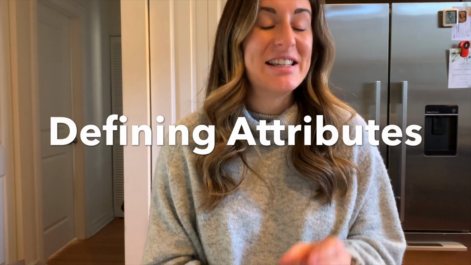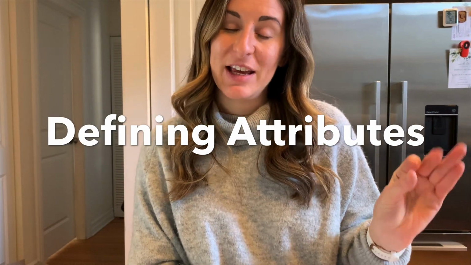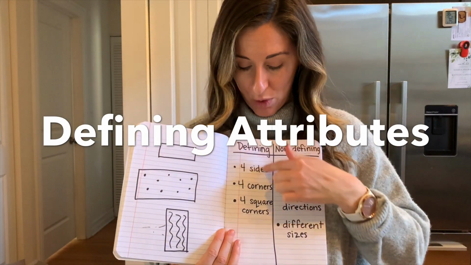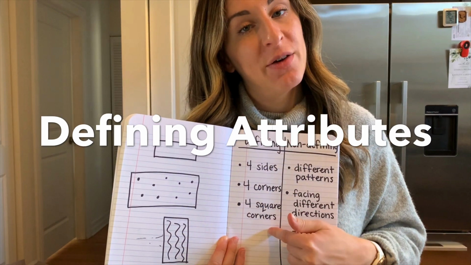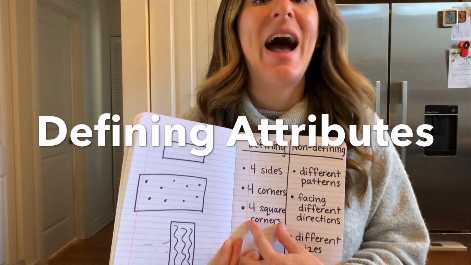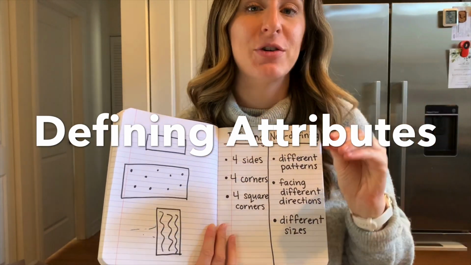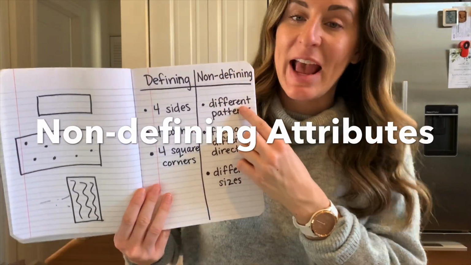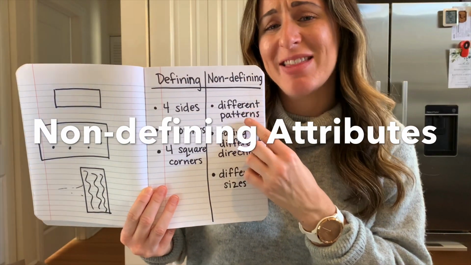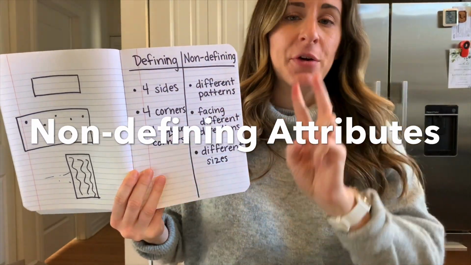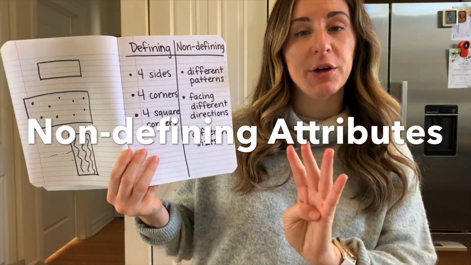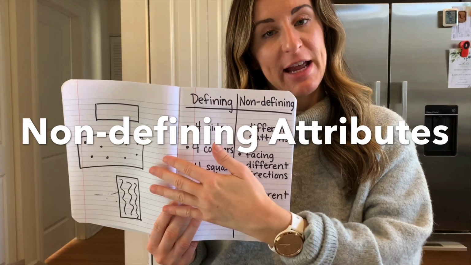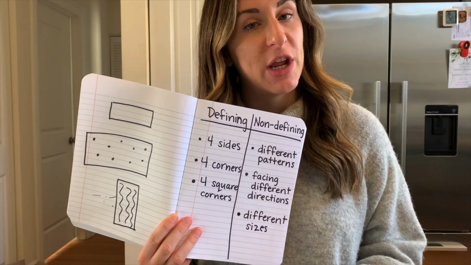So a defining attribute is what you see that is always going to be the same. When we wrote these defining attributes of rectangles, these rules right here apply for every single rectangle that you'll ever see anytime in the whole world. A non-defining attribute is what you see that can change. Patterns, shape, size, color. Those things don't really matter for making the shape a rectangle. They do not define the shape.